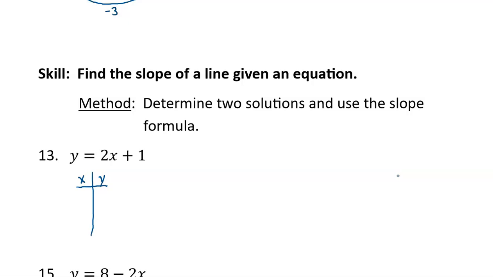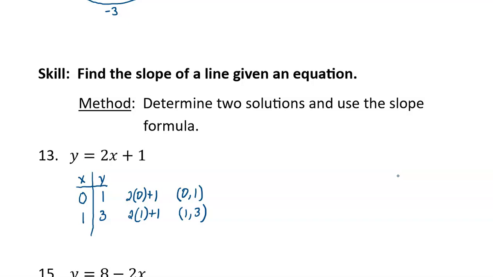One number that will be easy to use is 0, because to get y, we go 2 times 0 plus 1, and that makes 1. That's the ordered pair 0, 1. Now another number that would be easy to use for x is 1. To get y, 2 times 1 plus 1, and that makes 3. So this is the ordered pair 1, 3.